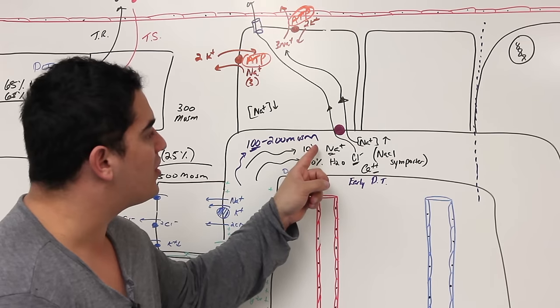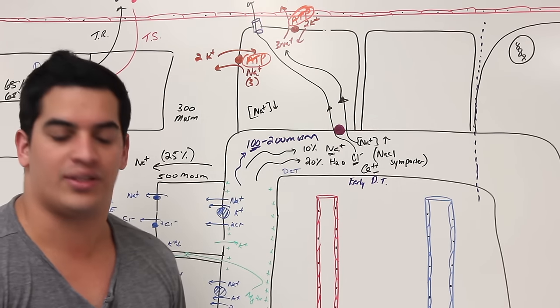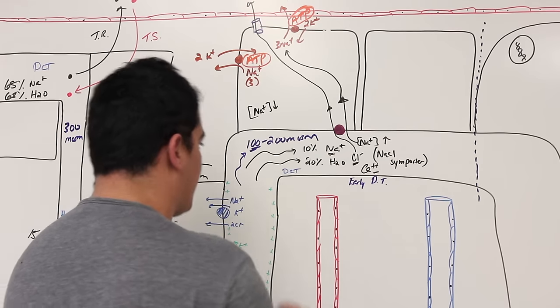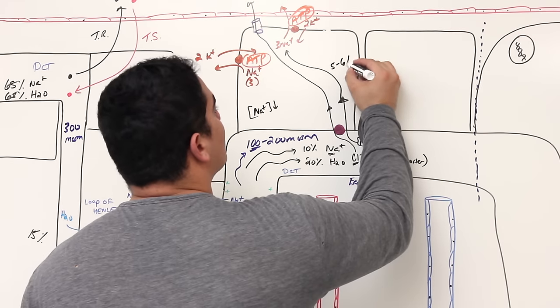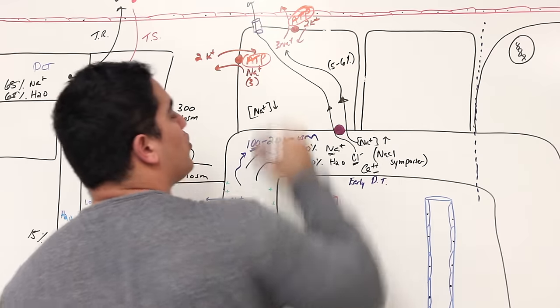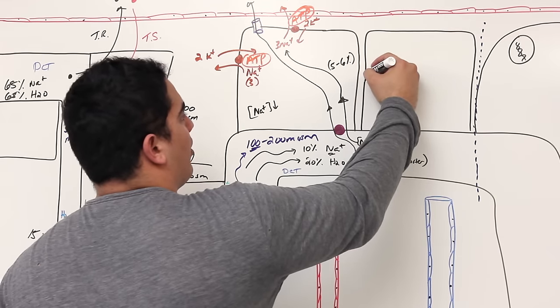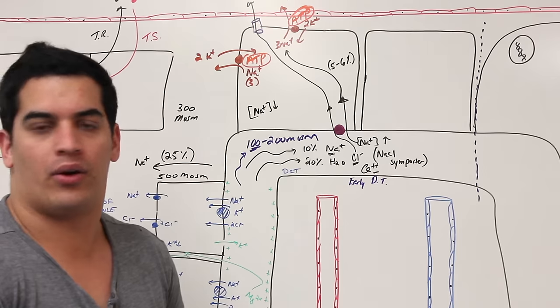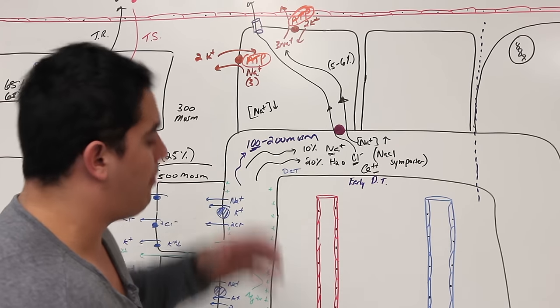Out of this 10%, only 5 to 6% of it is going through this process, being reabsorbed here in the early distal tubule. Okay, so that means there's only about 4 to 5% remaining.